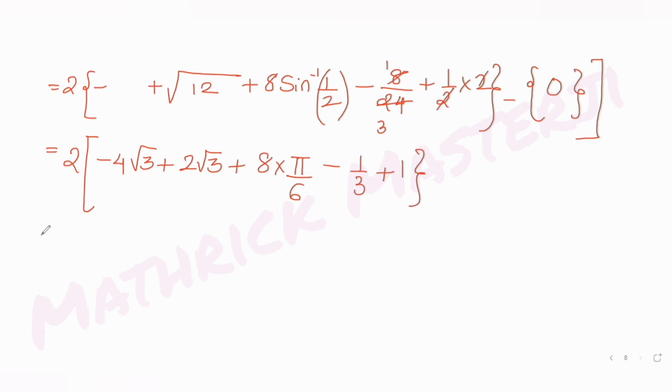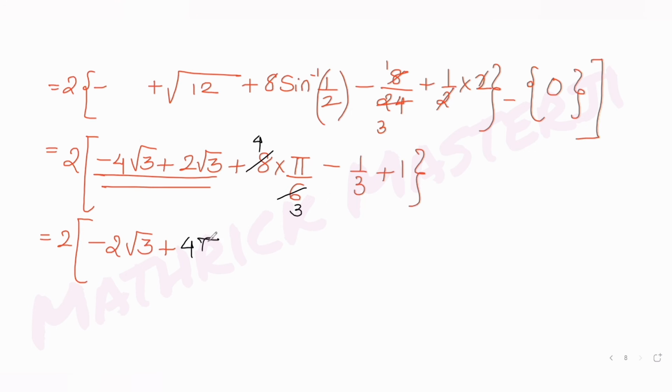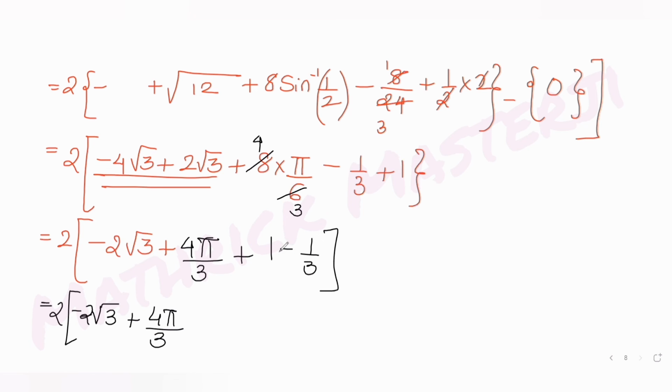Now let's try to simplify this further. So 2 root 3 minus 4 root 3, which gives you minus 2 root 3, 8 and 6. So I cancel out 2 3 times and 2 4 times. That gives you 4 pi by 3. And the last part, if I see, it's 1 minus 1 over 3. So 1 minus 1 over 3 gives you 3 minus 1, which is 2 over 3. So that gives you minus 2 root 3 plus 4 pi by 3. And this 1 minus 1 over 3 gives you 2 over 3.